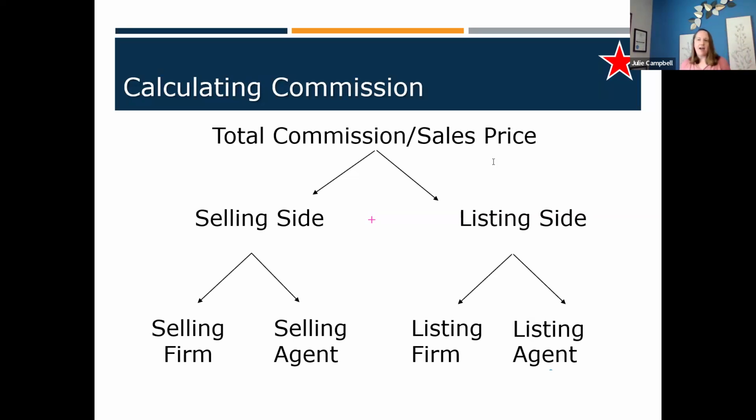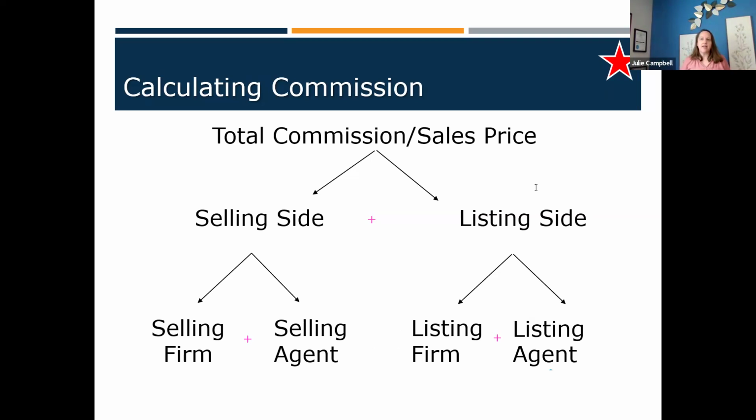Once the side has been paid, we take that side's commission, come down to another tier, and split it again. The firm will keep some and the firm will give some to their agent. Again, how much are they giving to the agent? The problem has got to tell you.